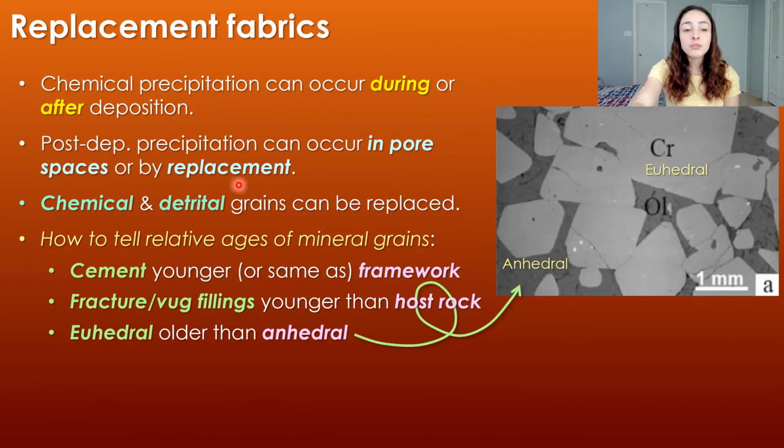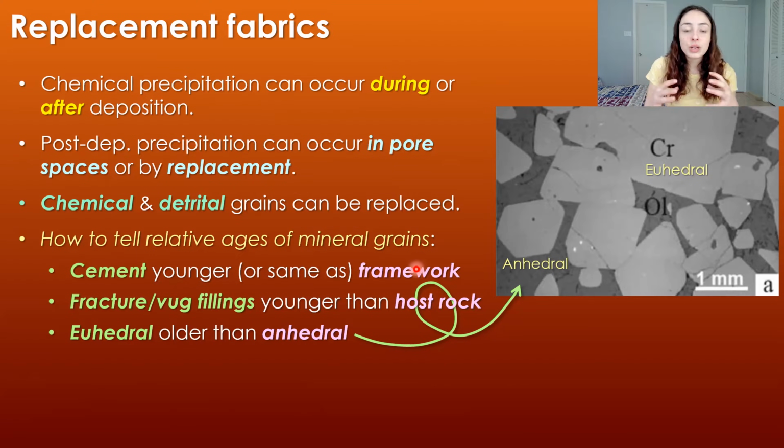Sometimes minerals can be fully replaced with other minerals, and both chemical and detrital grains can become replaced. But how can we tell the relative ages of mineral grains, or basically what formed first, during or after deposition, and how can we use the fabrics of these chemical precipitates to tell? Well, cement is obviously younger or the same age as framework grains.